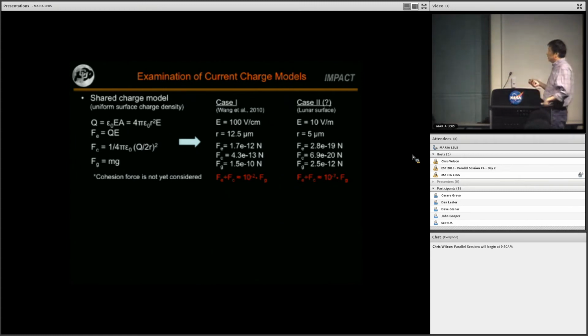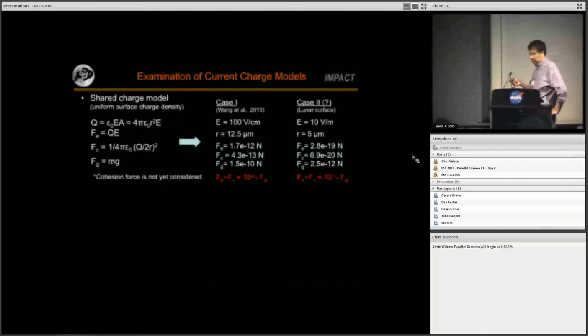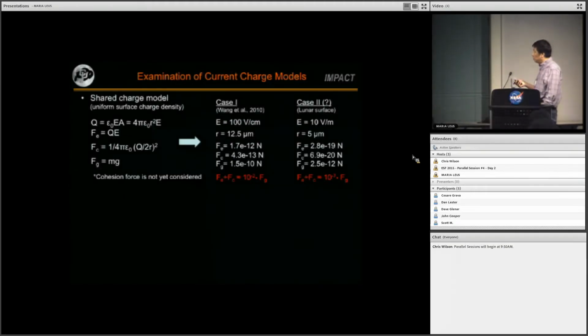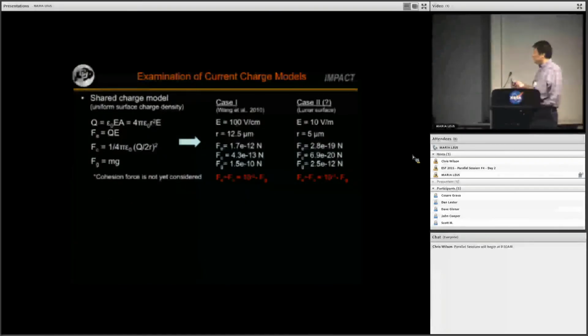So we did two cases. First is for the experiment I just showed in the previous slide. The total electrostatic force, Fe plus Fc, is 2 orders of magnitude smaller than gravity alone. For the lunar case, it's even worse. It's 7 orders smaller. And here I didn't even consider cohesion force yet.